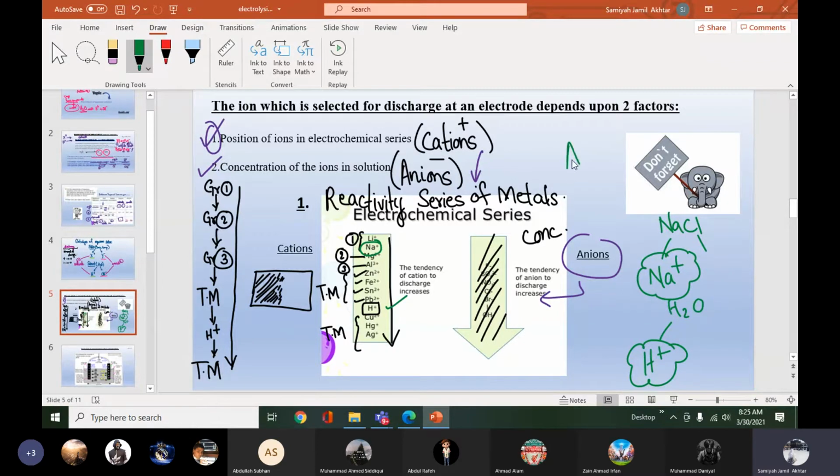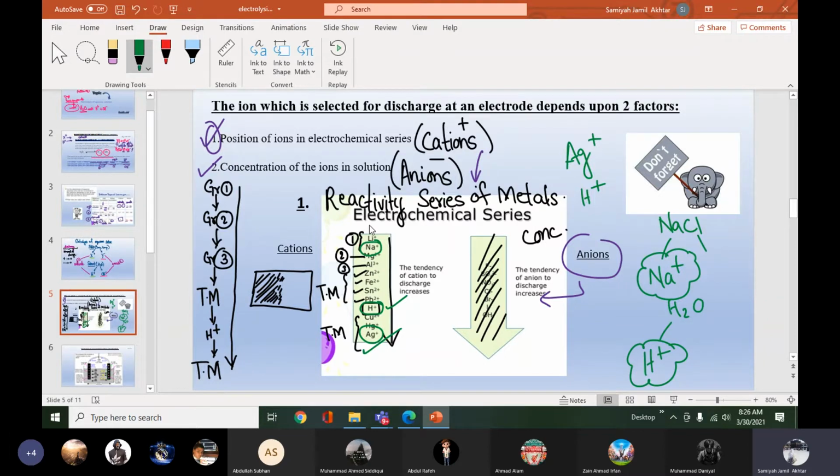For example, if in the solution we have silver ions and hydrogen ions, which ions will discharge? Silver, Ag positive. This is hydrogen and this is silver, and as we go down, the ability increases. So silver ions will discharge. Just remember, the ion which is present at the lower position in the reactivity series compared to the other will discharge.